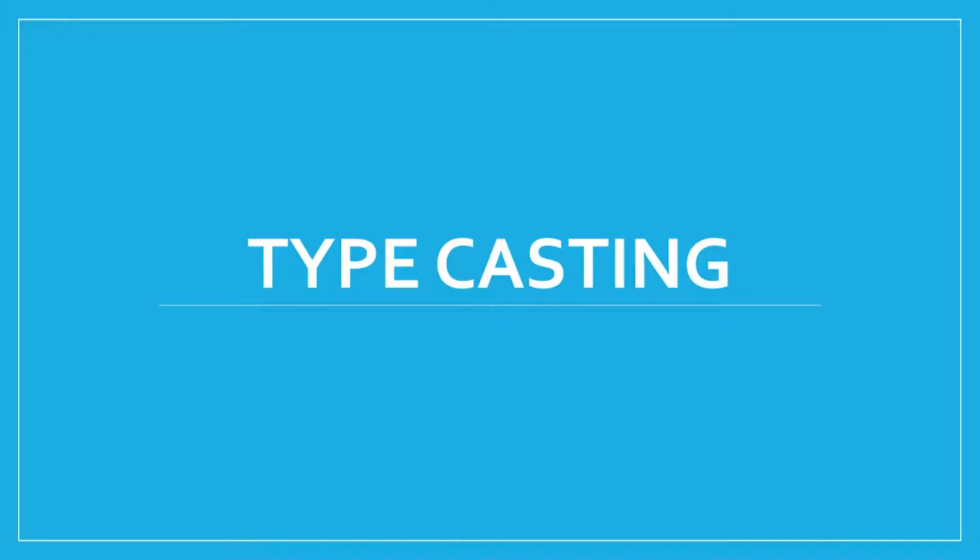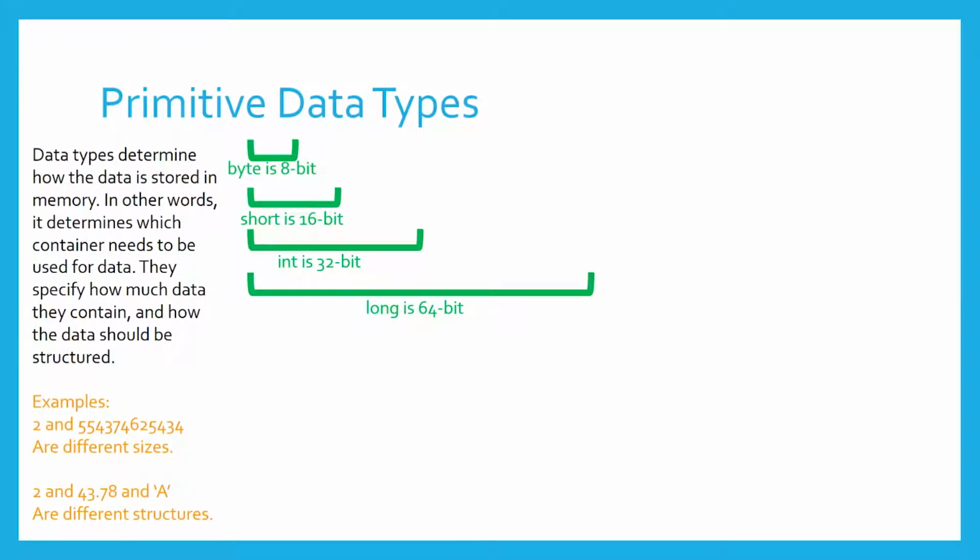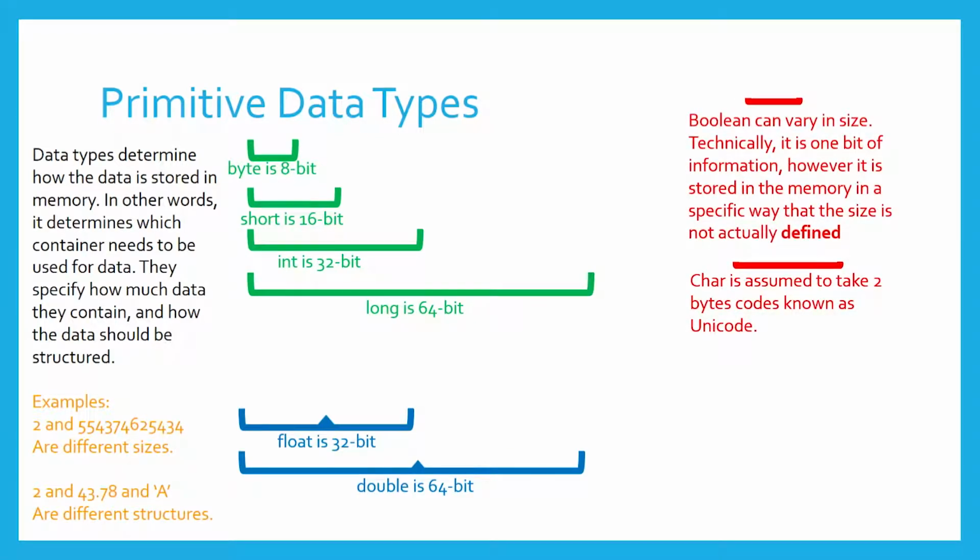Hello everyone, this is a quick video on typecasting. Casting is used when different numbers with different data types are used together. Before explaining how this works, let's see what the different data types are. Notice that they all have different sizes and they have different types. Most are numeric, however one is a char and one is a boolean.